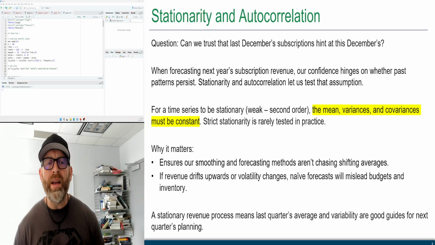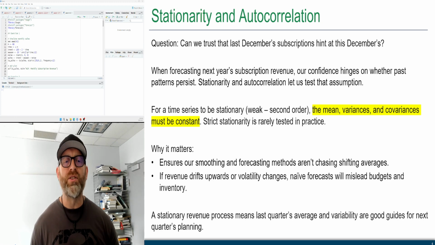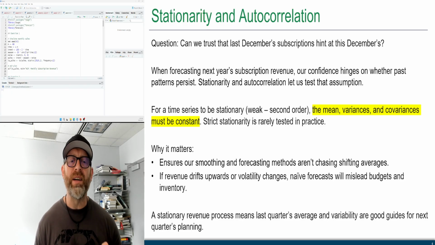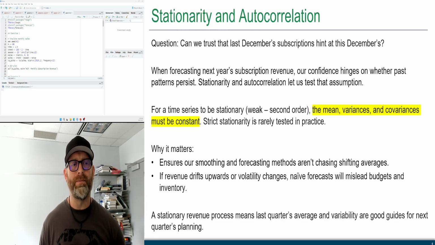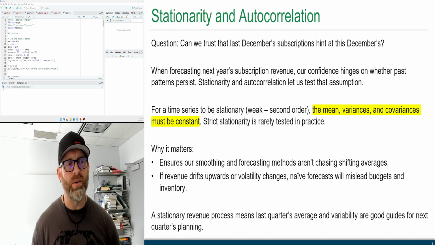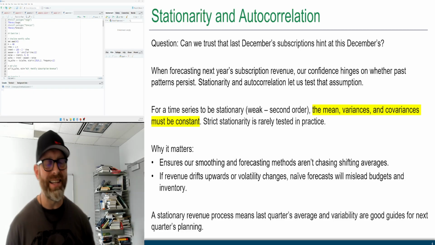All right, so before we smooth or we forecast, we must ask the question: is our data behaving consistently over time? That's really what the question of stationarity is going to be able to answer for us. Can we trust last December's subscription revenue? Does it hint at this coming December? Are we able to predict these sorts of patterns?